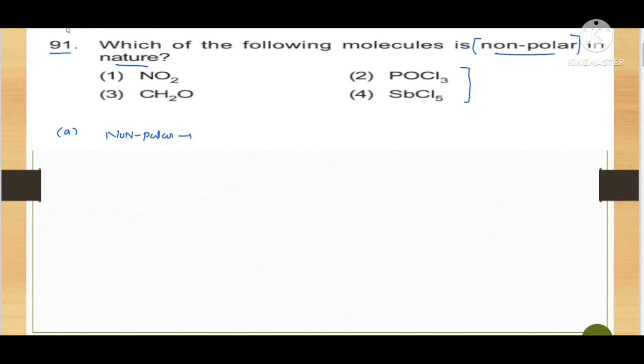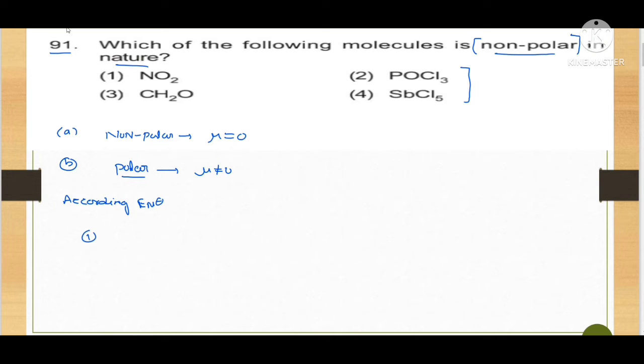According to dipole moment, molecules which have the dipole moment mu equal to 0 are called the non-polar molecules. That means mu not equal to 0, those molecules are called the polar molecules. You can also define polar and non-polar according to electronegativity.